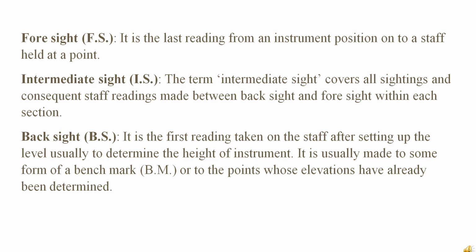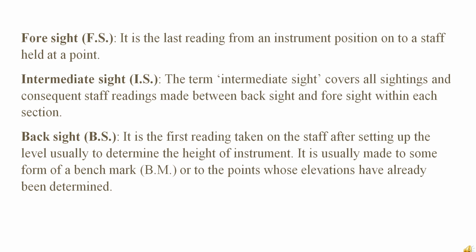Foresight. It is the last reading from an instrument position onto a staff held at a point. It is thus the last reading taken within a section of levels before shifting the instrument to the next section. Intermediate sight. The term intermediate sight covers all sightings and consequent staff readings made between backsight and foresight within each section. Thus, an intermediate sight station is neither the change point nor the last point.